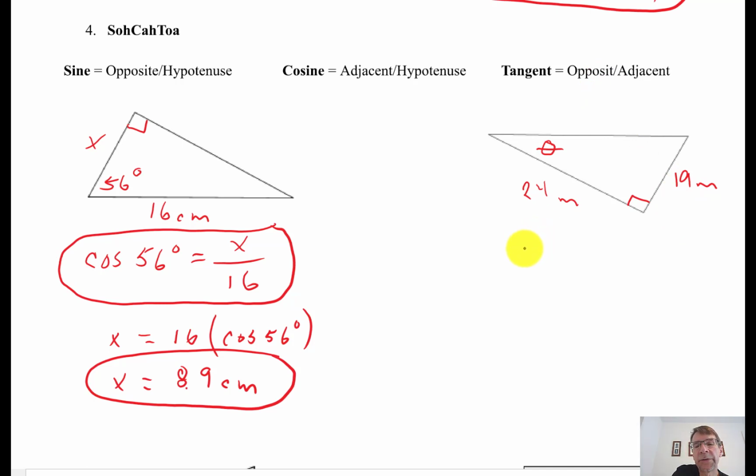So the equation you want to use in this case is tangent of theta is the opposite length, 19 meters. You don't need the units, but make sure they're the same unit. They're both meters, over 24.